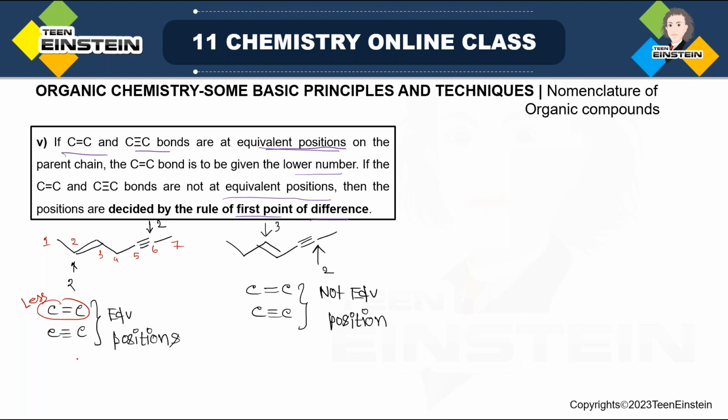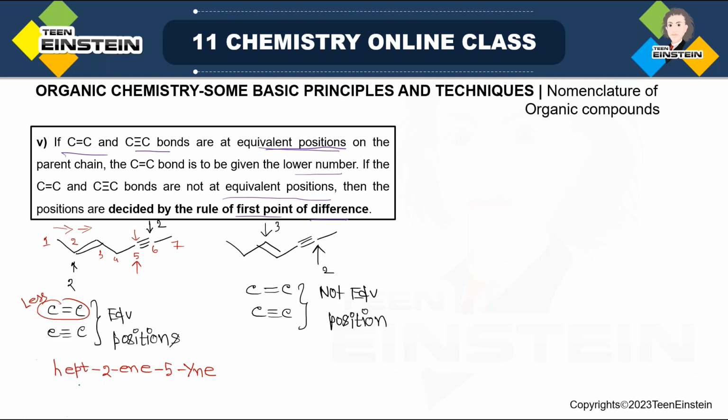Here we do not have any substituent, so no question of prefix. Simply start from the root word, hept. Total number of carbons is 7. After hept, 2-en, and for the double bond at position 5, as you move from the left hand side, at 5 the triple bond starts: 5-yne. So this will be the correct name when they are present at equivalent positions.